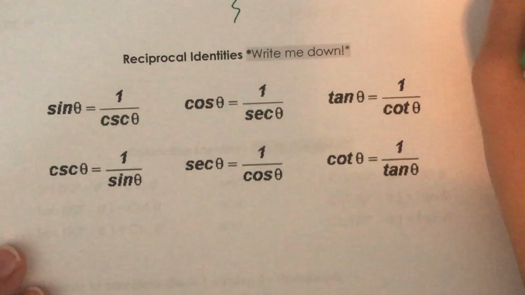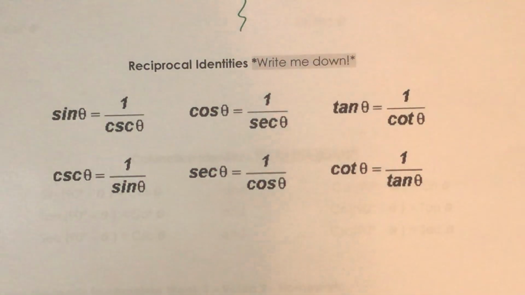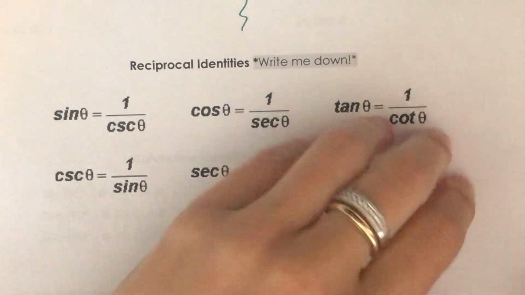So that's where we get these 6 reciprocal identities that you see here. These are reciprocal identities that, if I were you, I would highly suggest you write down. So you should be able to prove that all of those are true.